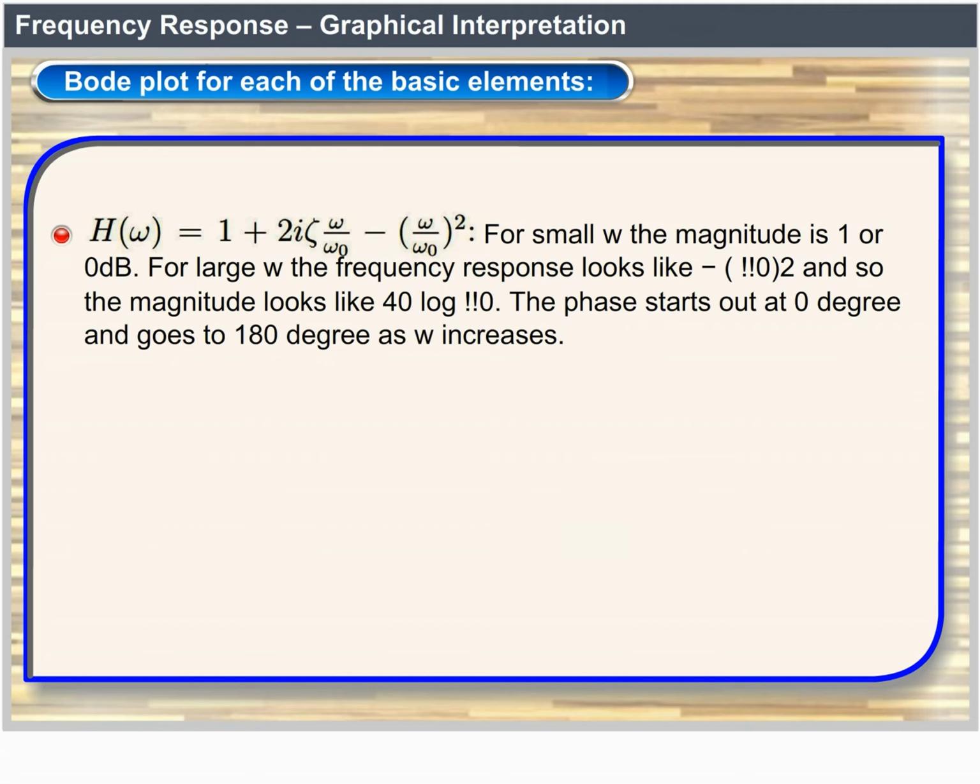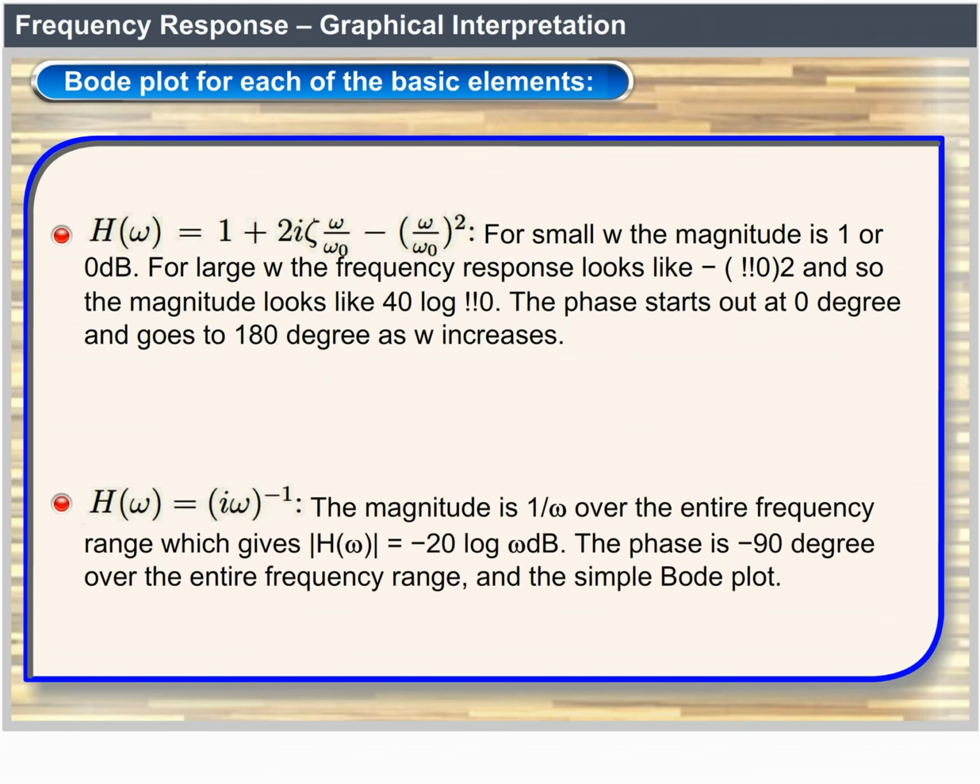For large omega, the frequency response looks like this, and so the magnitude looks like this. The phase starts out at 0 degrees and goes to 180 degrees as omega increases. H of omega equals (i omega) to the power minus 1. We can also read this as the whole inverse. The magnitude is 1 by omega over the entire frequency range, which gives modulus of H of omega equal to minus 20 log omega dB.